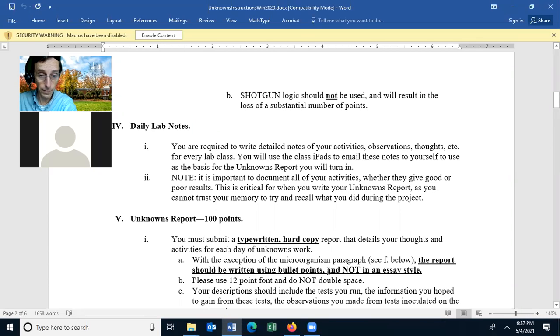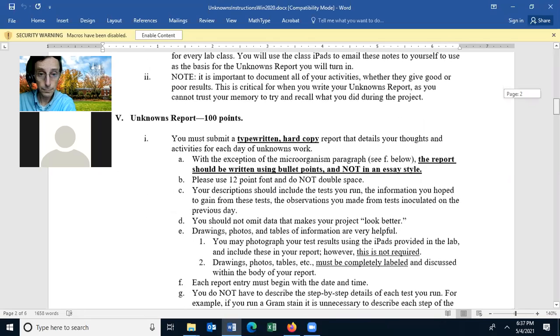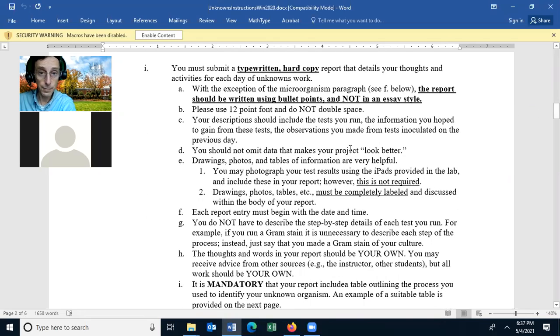The report should be written using bullet points, not an essay style. Please use 12-point font. My eyesight isn't very good anymore, and I wear glasses, so please use 12-point font. You do not need to double space. You should have descriptions of the tests you ran, the information you hope to gain from these tests, the observations you made from the tests, and your conclusions. And I'll talk a little bit more about that. So observations are different from a conclusion.